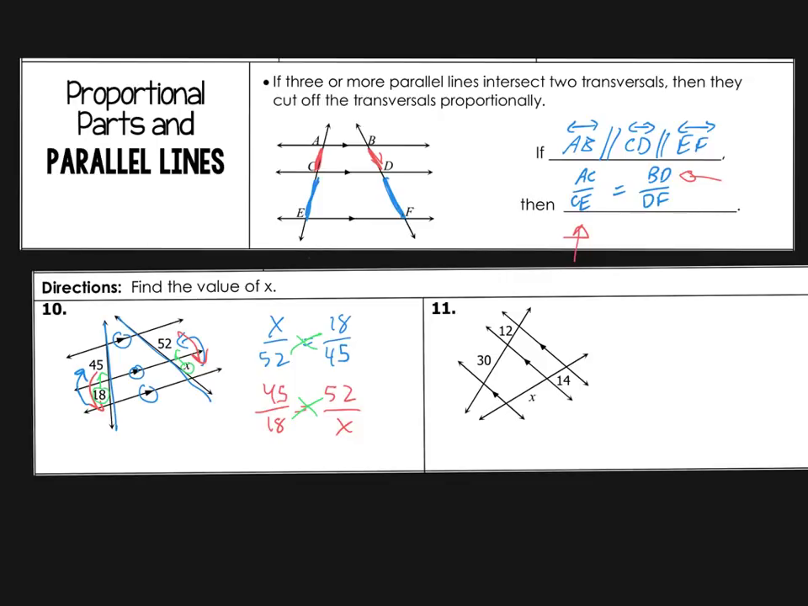Okay, so now all that's left to do is to finish that cross multiplication. So we'll get 45x equals 18 times 52, which happens to be 936. And when we divide that by 45, we get 20.8 as an answer. So no big deal that that's a decimal.